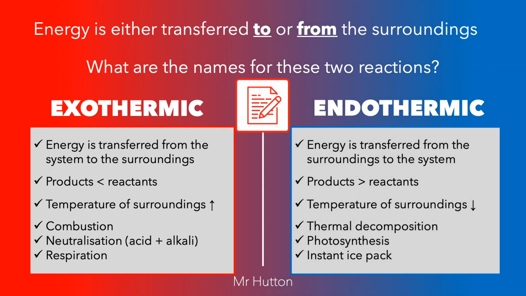Endothermic reactions, okay, the energy is transferred from the surroundings, so from the solution or the air around the reaction into the system, so into the reactants and products. So that means that the products actually have more energy than the reactants had because they've drawn in that energy from the surroundings. So the temperature of the surroundings will decrease. Okay, it's losing energy, so the temperature of the surroundings will decrease. An example of this is thermal decomposition, photosynthesis, which we saw before, and instant ice packs.